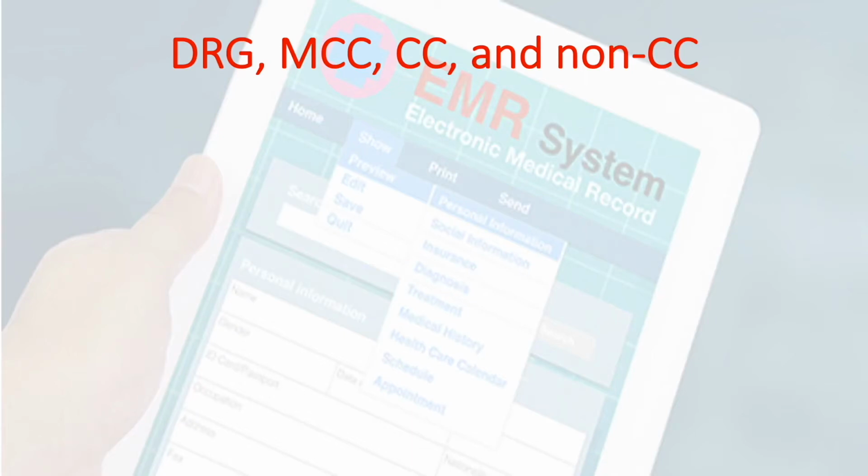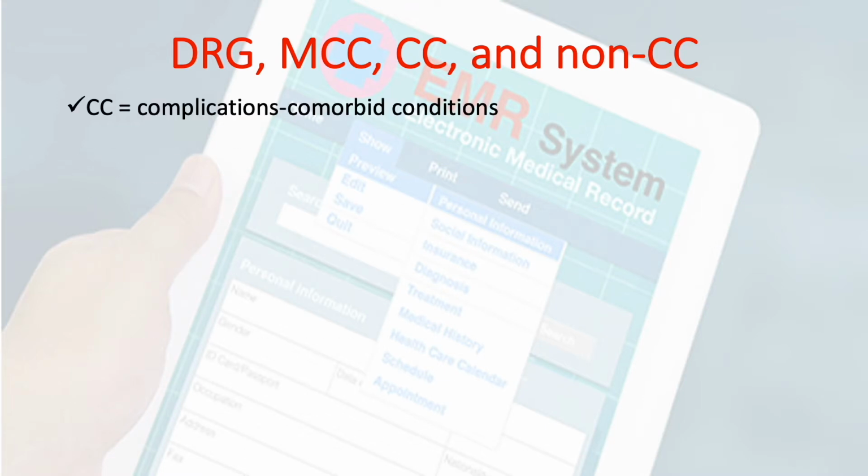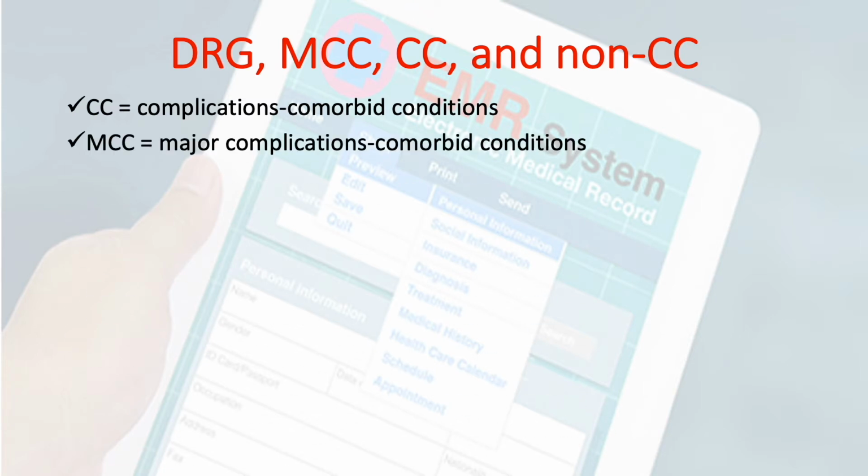I'll walk you through an important aspect of why accurate documentation is important from the hospital reimbursement perspective. To understand that, you need to know what DRG, MCC, and CC are. CC stands for complications and comorbid conditions. MCC stands for major complications and comorbid conditions.